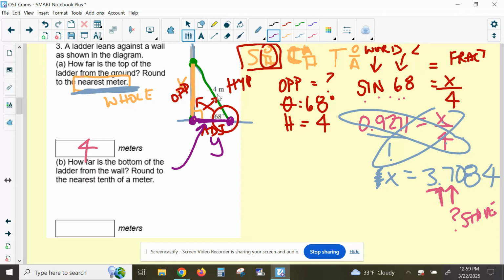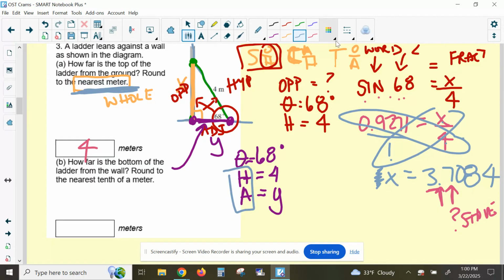Once again, I still have the angle theta is 68 degrees. I still have my height, which is 4. And now I'm looking for my adjacent, and that's going to be my y that I don't know. So now I'm dealing with A and H. So I look at my code here, look at A and H right here. So I'm going to be using cosine.